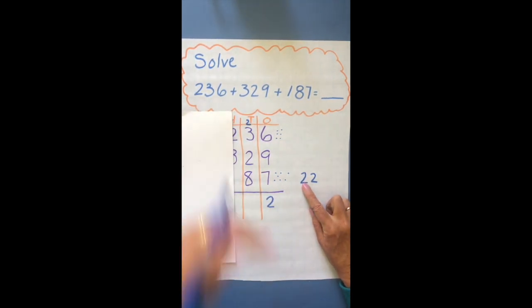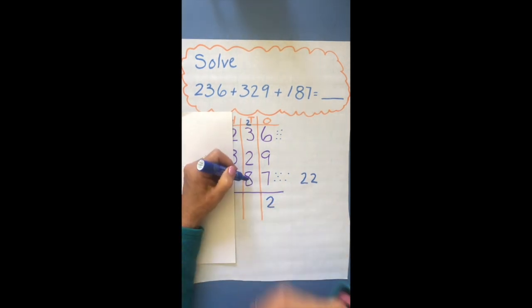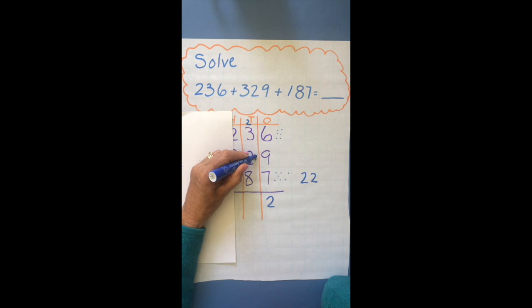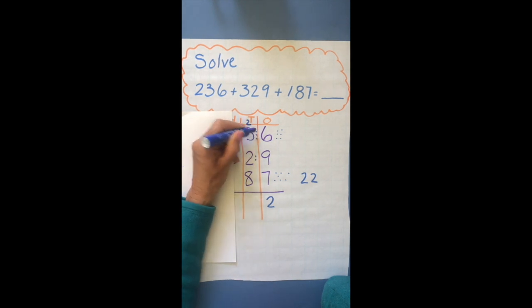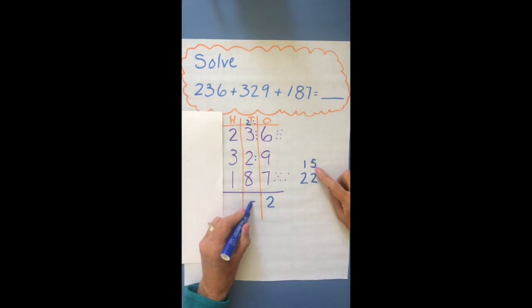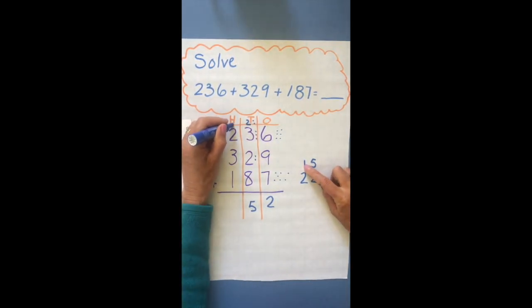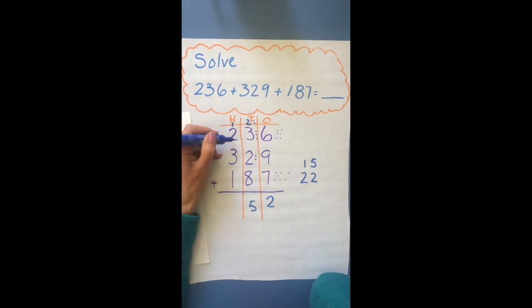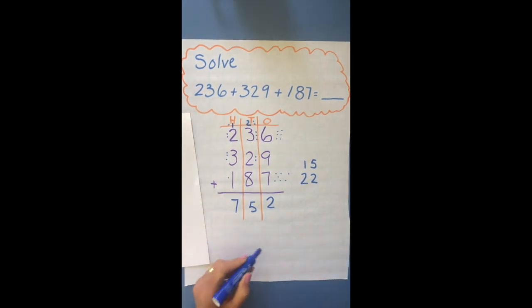So I'll put a 2 here. Now I'm going to count this one. I think I'm going to start with the biggest number here. 8, 9, 10, 11, 12, 13, 14, 15. So I got 15. The ones place goes down, the tens place goes up, and now I'm going to count this one. 1, 2, 3, 4, 5, 6, 7. And now I've got my answer.